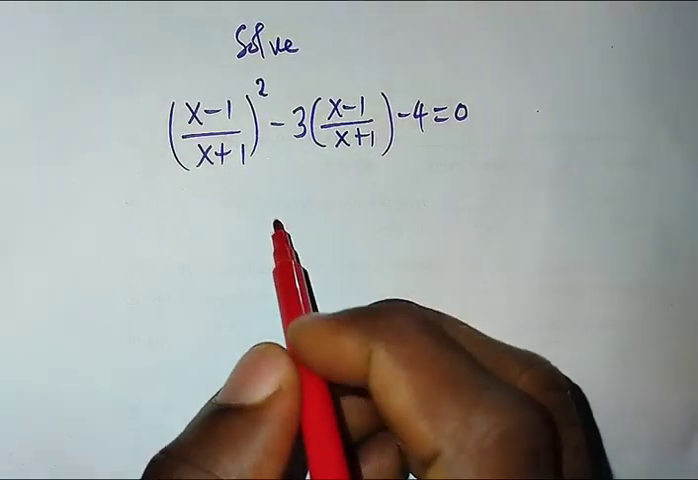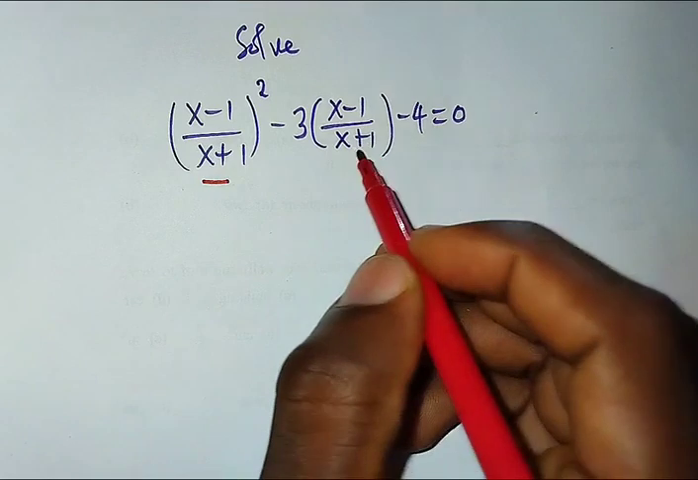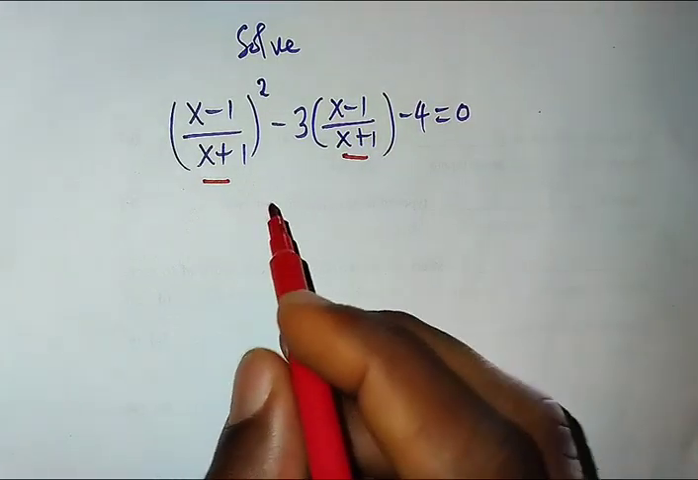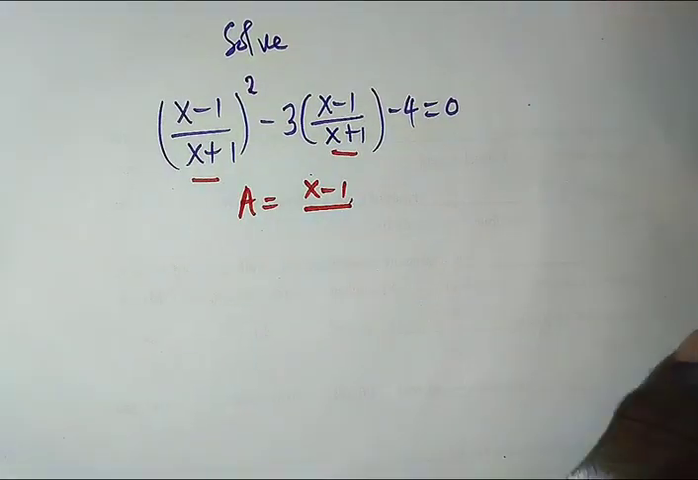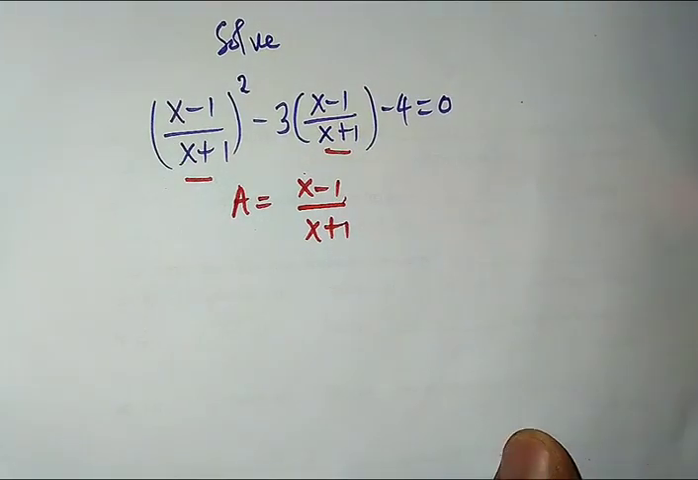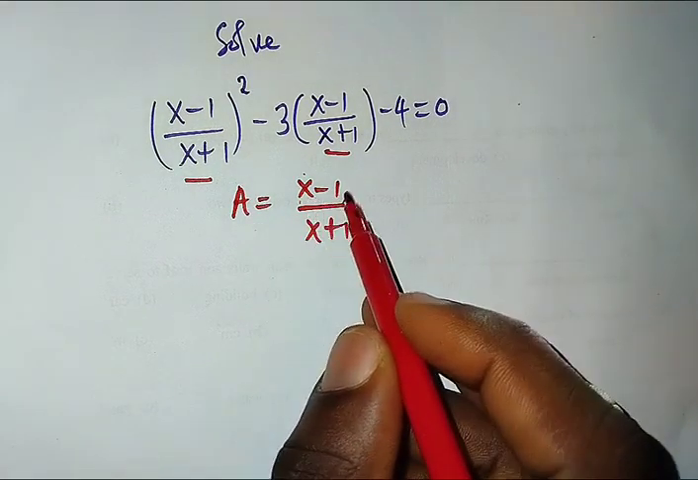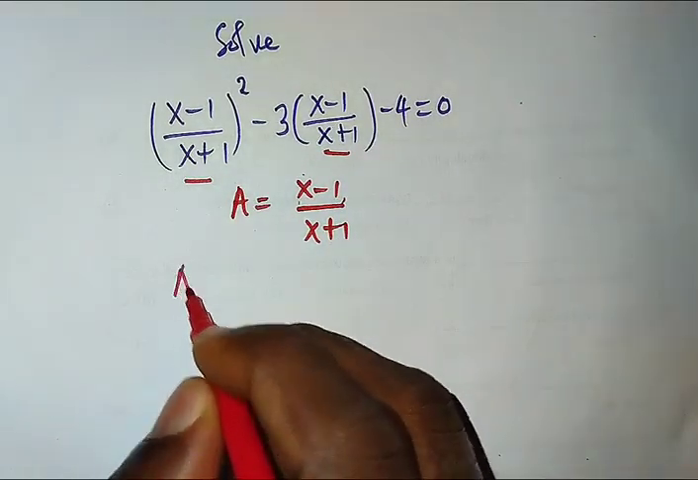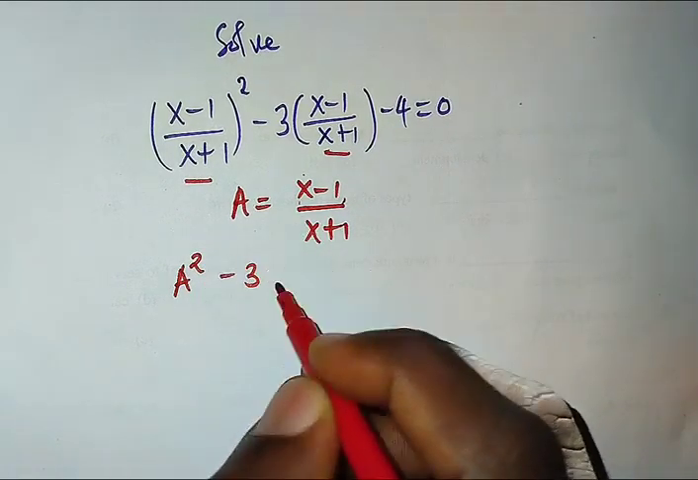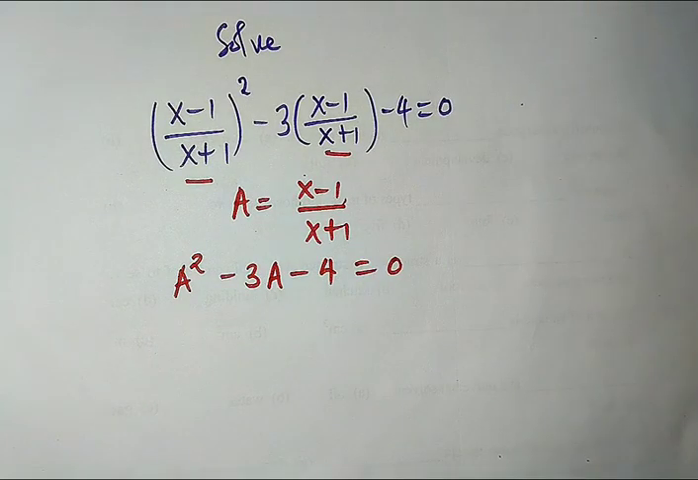So we have this quadratic equation we want to solve. When you look at this equation, you can see that these inside the parentheses are the same thing. So we can let a equal x minus 1 over x plus 1. Is that understood? Therefore, whenever we see this function, x minus 1 over x plus 1, from this equation we are going to replace it by a. So we are going to have a squared minus 3a minus 4 equals 0. So what's the next thing to do?